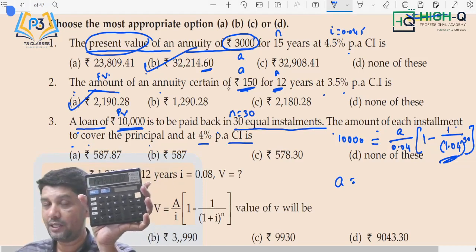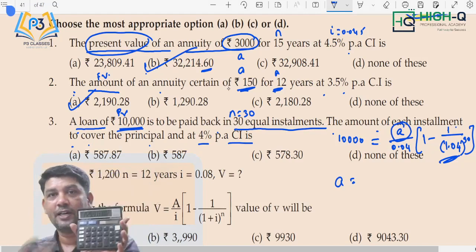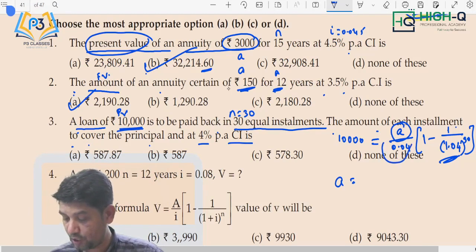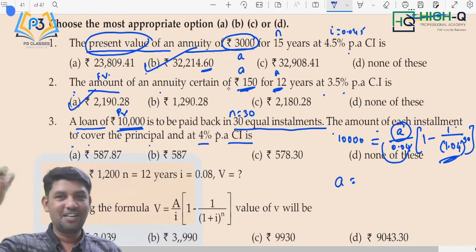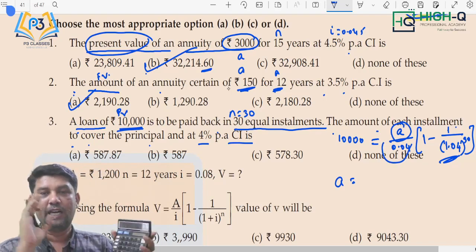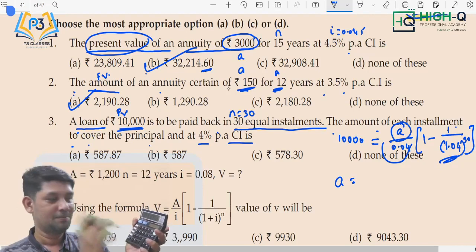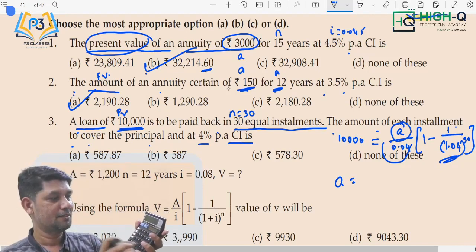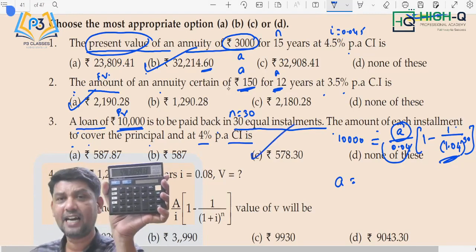But I don't want that. I want the value of A. Now how to find the value of A? This entire value should come to the left hand side, and when it comes to the left hand side it will come in the denominator. So 10,000 divided by 17.29. In one line, simply I will do divided by equals, into 10,000. I get 578.30, my dear. Exact answer I am getting. Am I right?